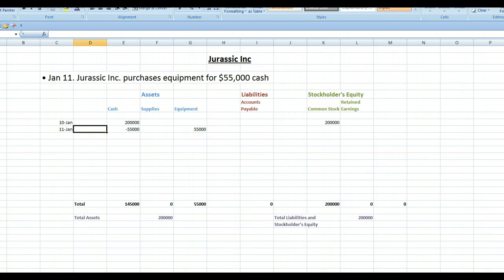Now let's take a look at our accounting equation. Is that still in balance? Our total assets are $200,000. Total liabilities and stockholders' equity is still $200,000, so it is. This transaction did not affect both sides of the accounting equation. This one affected only one side. Our assets went down by $55,000 for cash, but it went up by $55,000 for equipment. There was no net effect on total assets, so the total assets did not change at all. It just got redistributed from one account to the other.